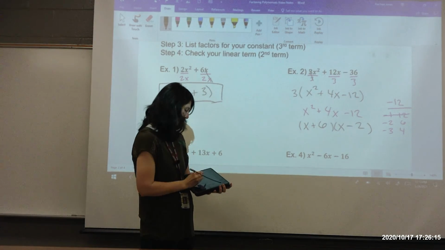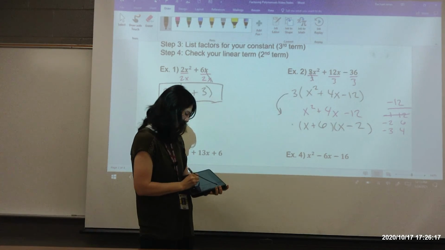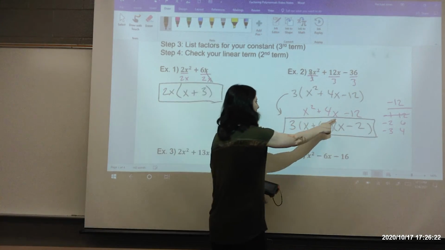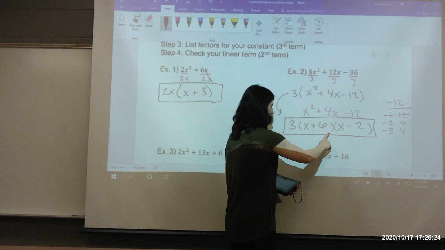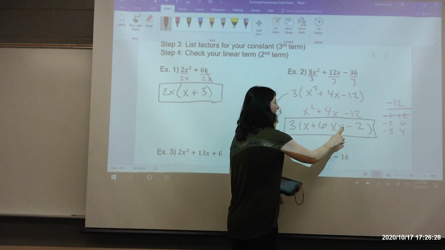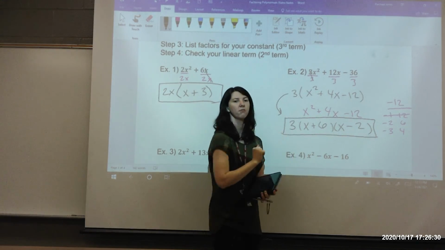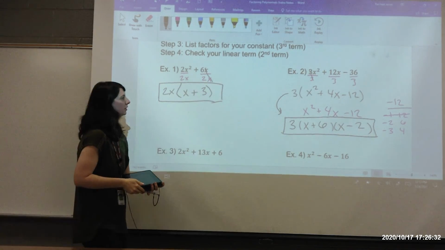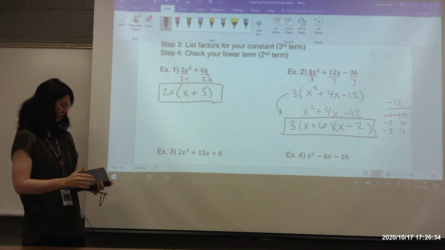Now we're only missing one thing here, and that's our GCF. Make sure you bring that down in your final answer. So x times x gave us the x squared. 6 times negative 2 gave us the negative 12. And when we checked here, we got a negative 2x, a 6x, and that gave me 4x when I combined. So that's your process. Let's try it again.